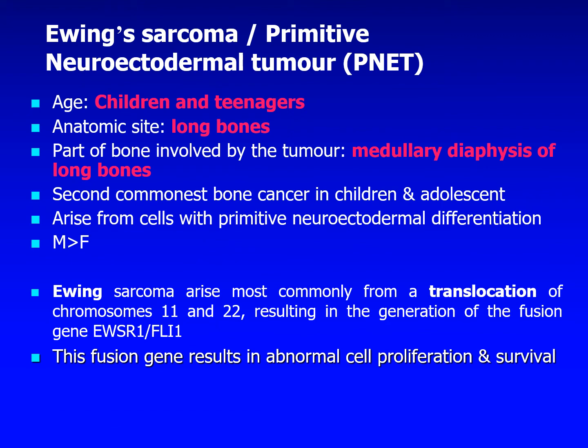Ewing sarcoma is the second commonest bone cancer in children and adolescents. It affects children and teenagers, and it is not seen in elderly patients. It affects the long bones, and it usually is seen in the medullary diaphysis of the long bones. It arises from cells with primitive neuroectodermal differentiation. Ewing sarcoma arises most commonly from a translocation of chromosomes 11 and 22, resulting in the generation of a fusion gene. This fusion gene results in abnormal cell proliferation and survival.